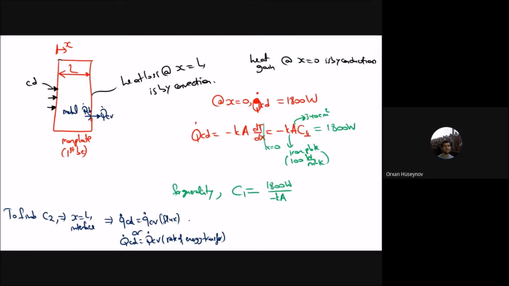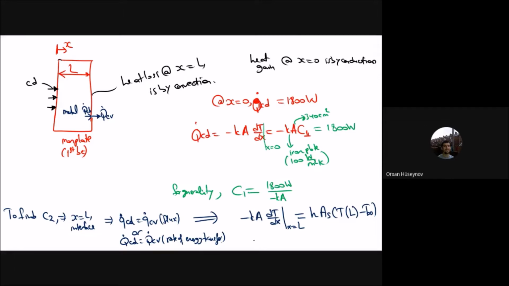First, the conduction heat transfer will be negative kA dT/dx, but again it should not be at x = 0, it should be at x = L. It should be equal to hA_s (T at L minus T infinity). This will be the convection part. So when x is L, conduction is equal to convection.